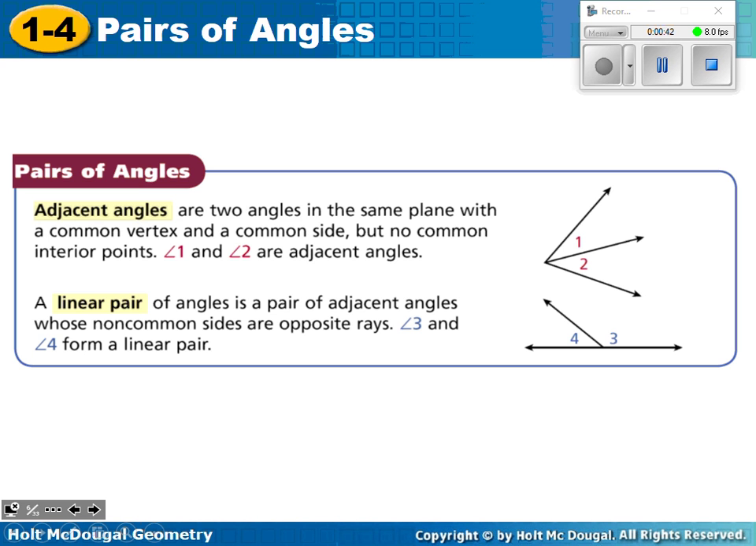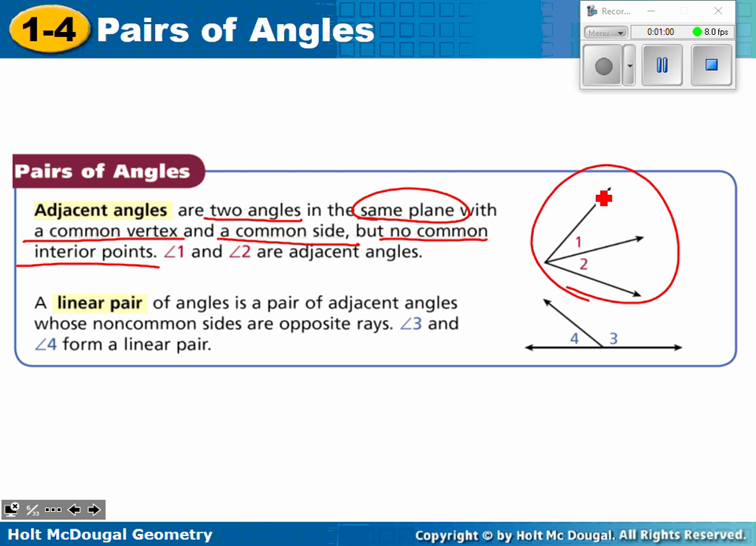The definition for adjacent angles: two angles in the same plane with a common vertex and a common side, but no common interior points. So for example, if you look at this picture, angles 1 and 2 would be considered adjacent. When you think of adjacent, think of side by side, connected.